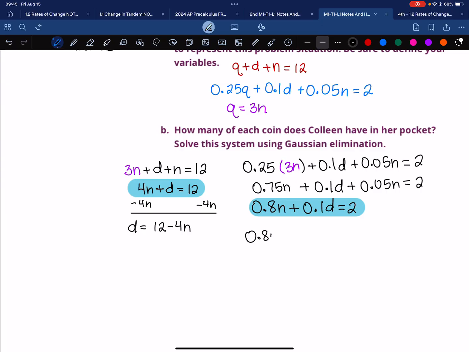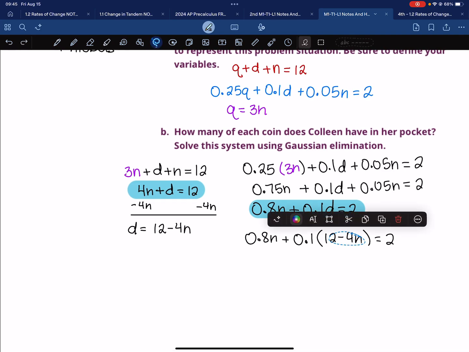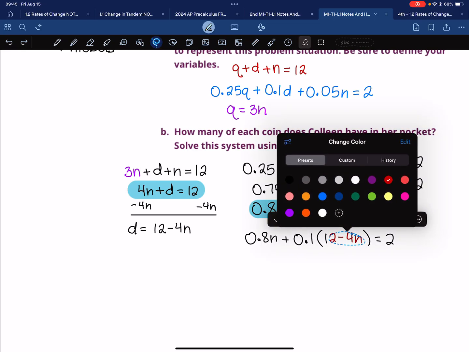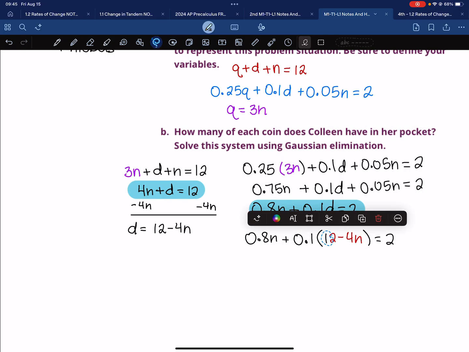So 0.8n plus 0.1 times 12 minus 4n equal to 2. I did forget to color coordinate it, so let me color coordinate so I can show we're plugging in something different. So I'll make that, we plug in red. Okay, so there we go. Now we can start solving.